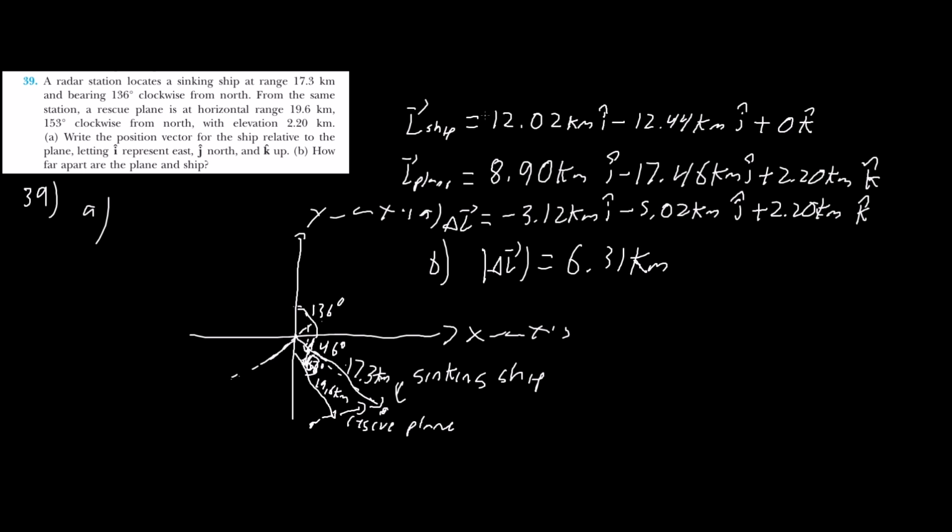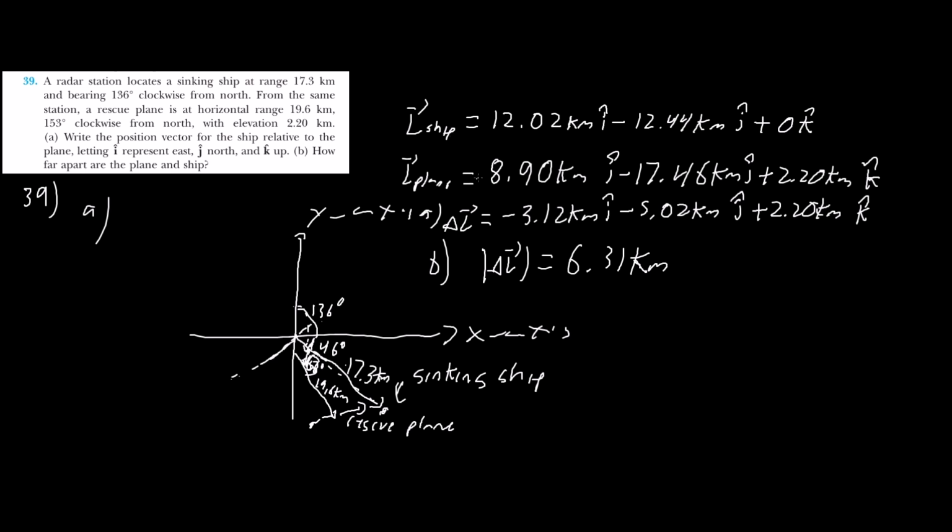So what I did is I wrote the components, and the way I got these components is by saying that this is going to be 17.3 kilometers cosine of 46 degrees, and 17.3 kilometers sine of 46 degrees. That's a zero height. That's the position vector for the ship, or the point where the ship is at.